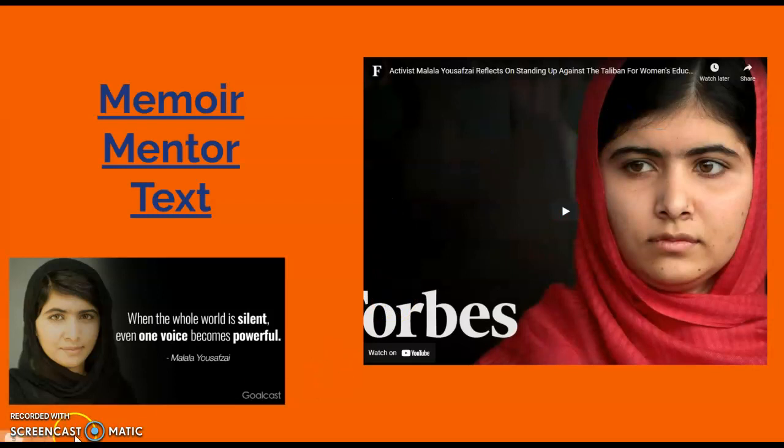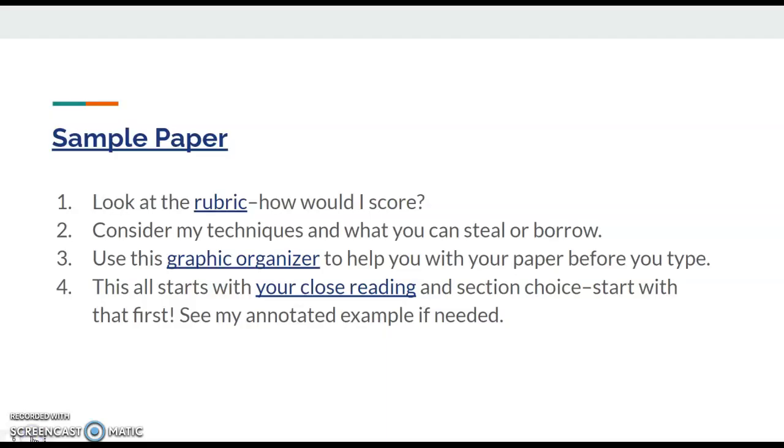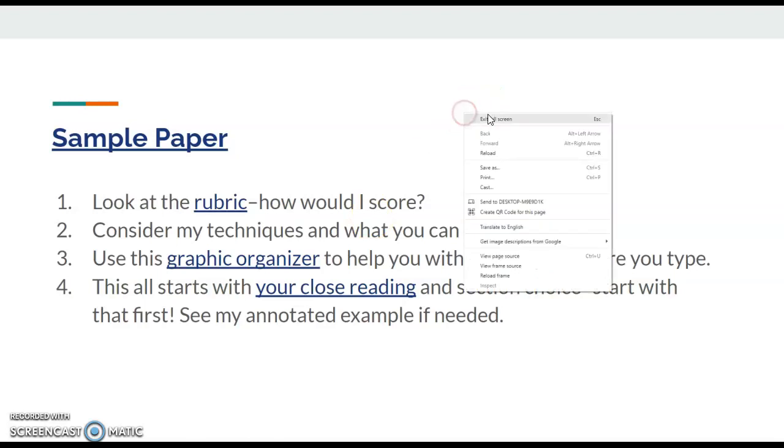And this is the example, so make sure you look at the example. You can watch her video because she is very inspiring. And then we'll talk more about the rubric on Wednesday. We'll talk more about the organizer on Wednesday and also how you can close read. And then on Thursday, we're going to talk about quote integration. A lot of kids talked about that in the sample.